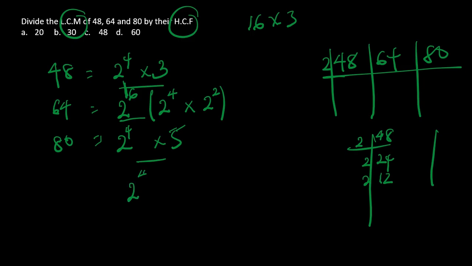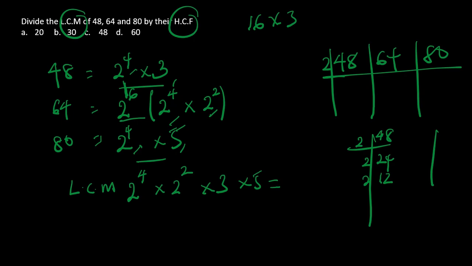You can pick 2 raised to the power of 4 once because it's coming here, it's coming here, it's coming here. Pick it once, then you can pick 2 raised to the power of 2 once. Then you can pick 3 because you just have one, 3 is occurring once. You can pick 5, so 3 times 5. This is for the LCM. So you're multiplying everything by themselves, but you're not picking one thing twice.